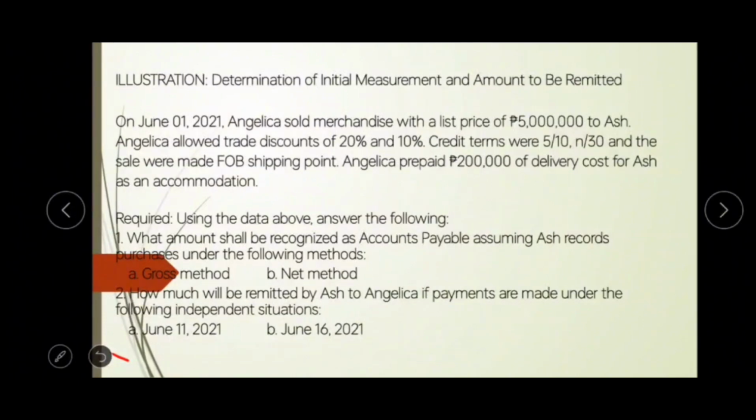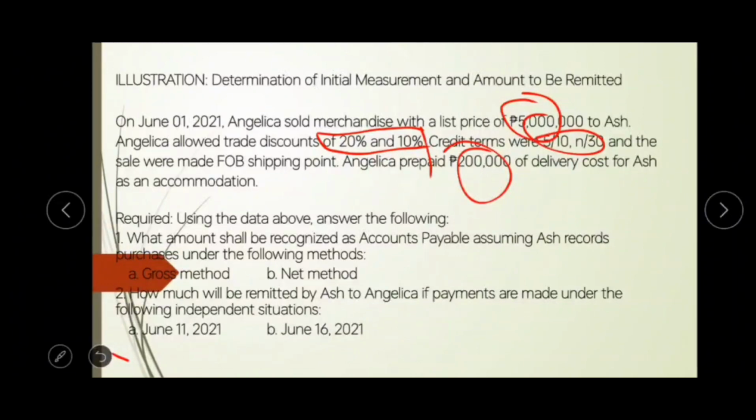So atong hinayon ang illustration. Pagka June 1, 2021, si Angelica nakasold og merchandise nga list price is 5 million. Then trade discounts nga nahitabo nga 20% and 10%. Then ang credit terms is 5, 10, and 30. So if makapay ka within 10 days, naa kay 5% discount. And the sale was made FOB shipping point. So, si Angelica nag-prepaid og 200,000 para sa delivery cost para kang Ash as an accommodation.